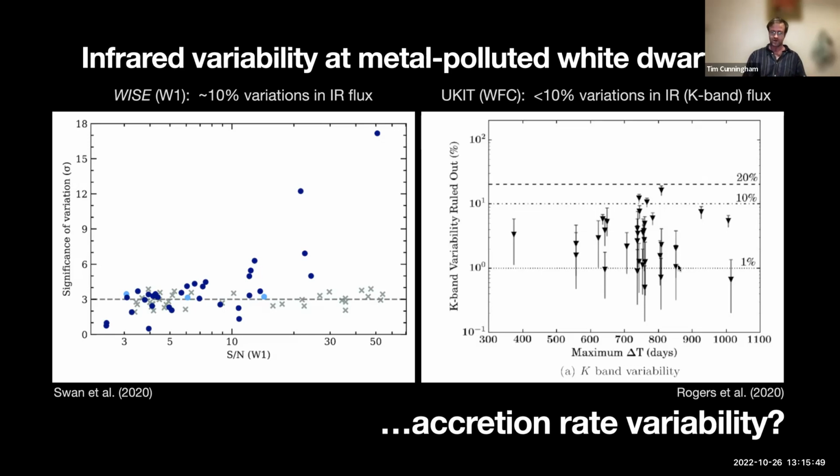So we have some evidence that these debris disks are varying in their infrared flux, but we don't actually know whether that will imply any change in their accretion rate. So we have different physics in the atmosphere, and we have this question of: is the accretion rate onto white dwarfs variable?